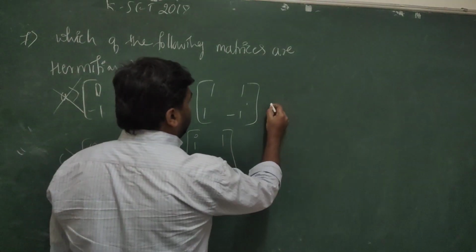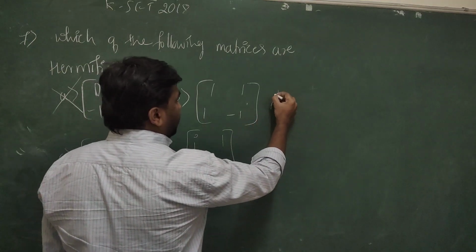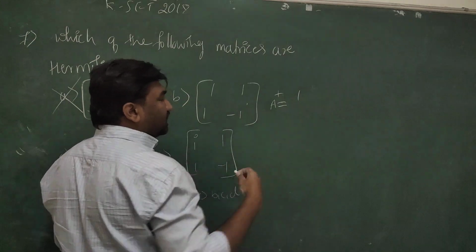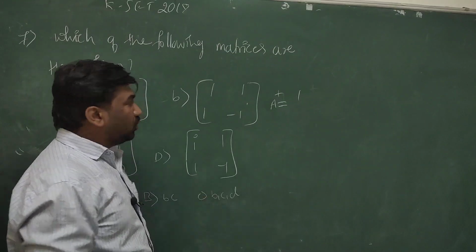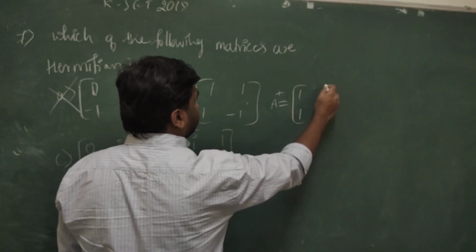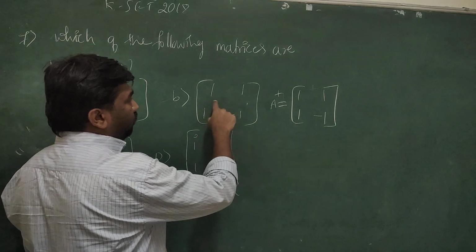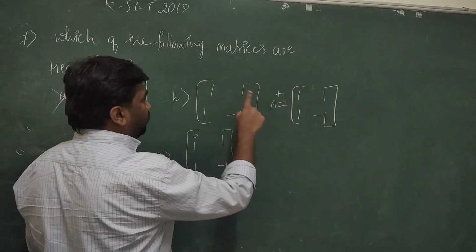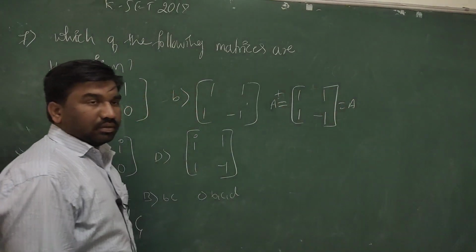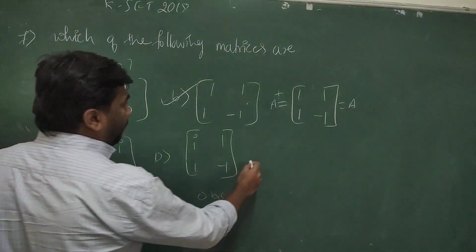B. So suppose A is equal to 1, 1, 1, minus 1, so then A dagger is equal to 1, 1, 1, minus 1. Let us change their column into row, row into column. So 1, 1, 1, minus 1, which is equal to A. A dagger is equal to A. So option B is a Hermitian matrix. Let's move on to option number C.